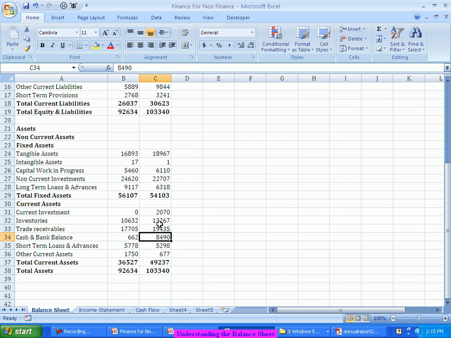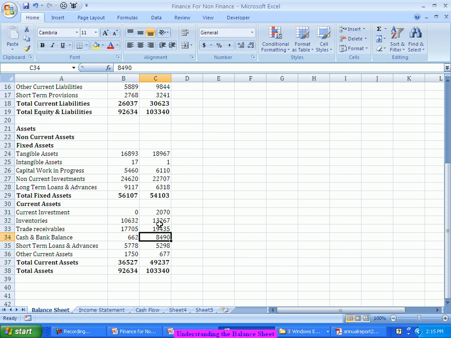Either one asset will go up, another asset will come down to balance it, or one asset will go up, liability will go up, balance. Asset comes down, liability comes down, balance. Any of these can happen. Probably two assets go up, one liability come down, or one liability go up. Even those also are very much possible.